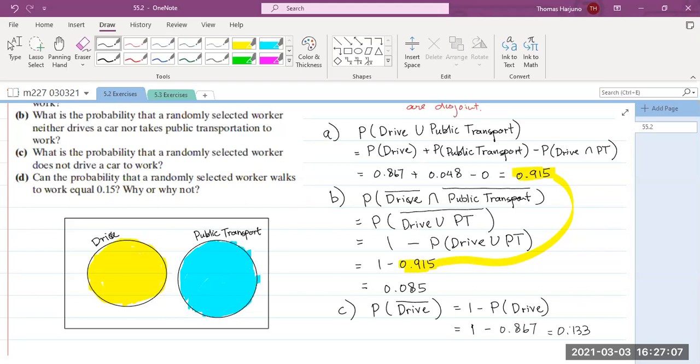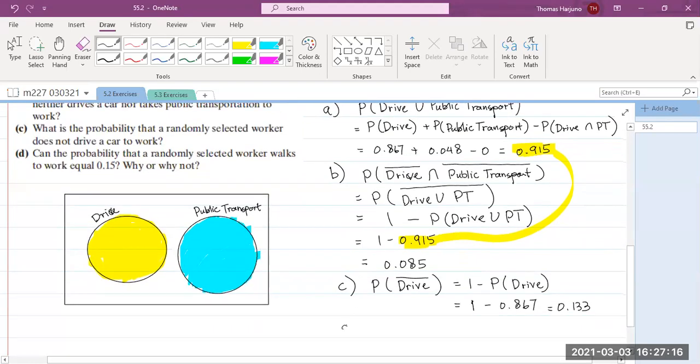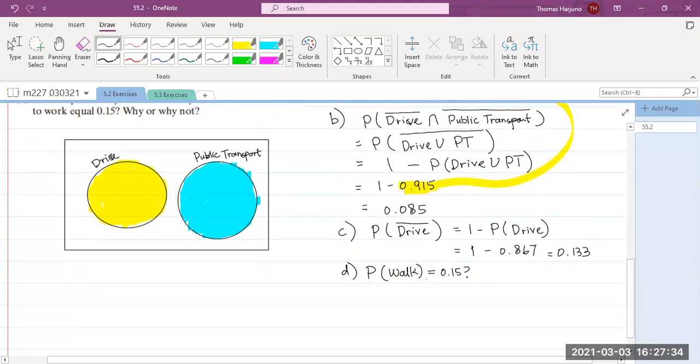Part D. Can the probability that a randomly selected worker walks to work equal 0.15? Probability of walking to be 0.15. Is it possible? Well, we have computed the probability of not driving and not using public transport is 0.085.